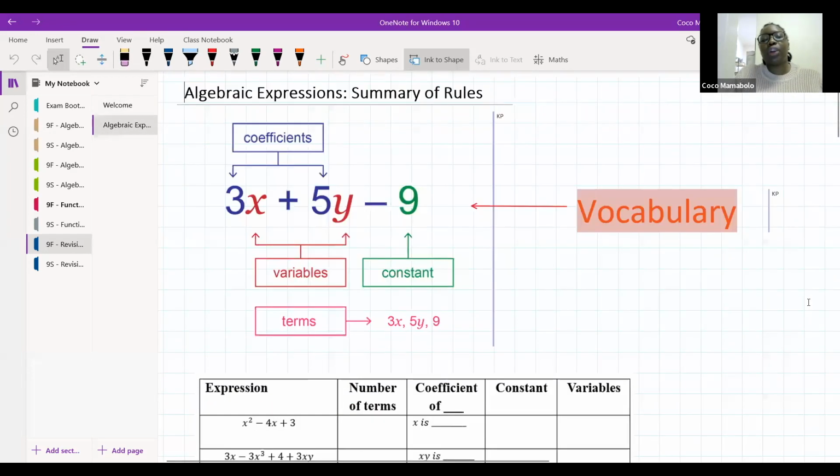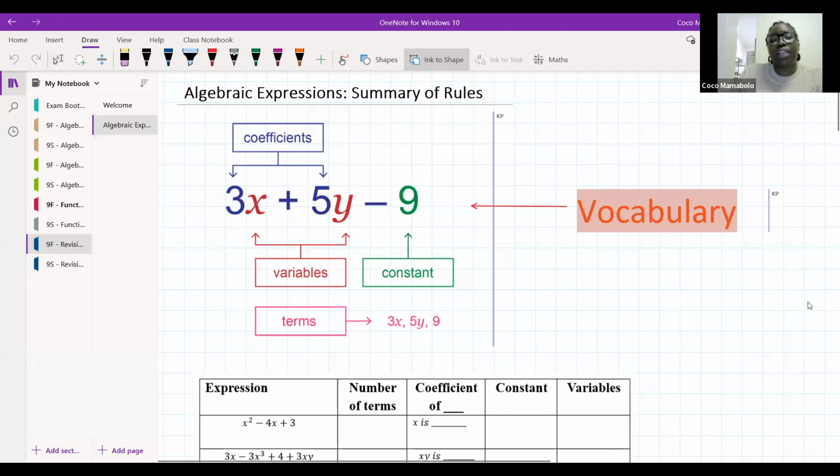Right, so today we're going to start with algebraic expressions, and we're going to do a bit of vocabulary first. We're going to remember what everything is called, and then we're going to answer a couple of questions about that, just to make sure that everybody knows what we're talking about when we say this and we say that.